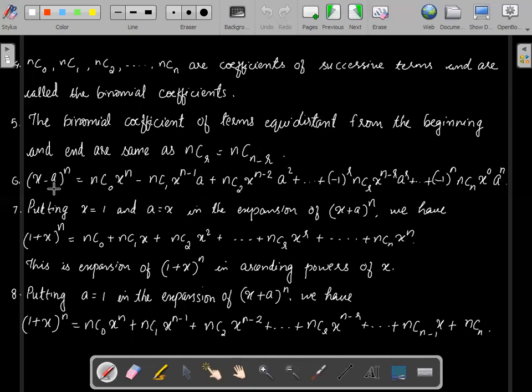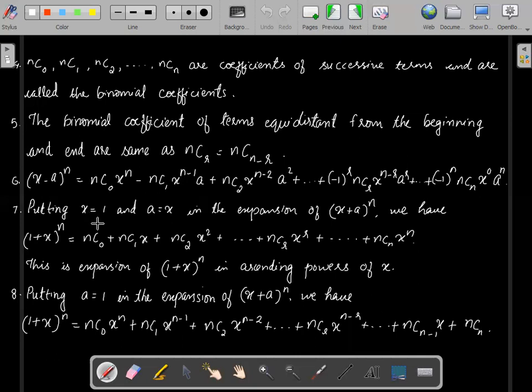Now we can write (x minus a) whole raised to n is equal to nC0 x raised to n minus nC1 x raised to n minus 1 into a plus nC2 x raised to n minus 2 into a square plus etc., plus minus 1 raised to r nCr x raised to n minus r into a raised to r, plus etc., plus minus 1 raised to n nCn x raised to 0 a raised to n. Alternate ആയിട്ട് പ്ലസും മൈനസും വരും.